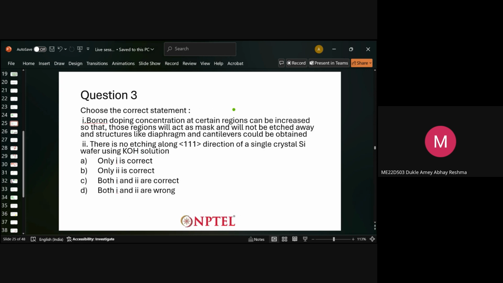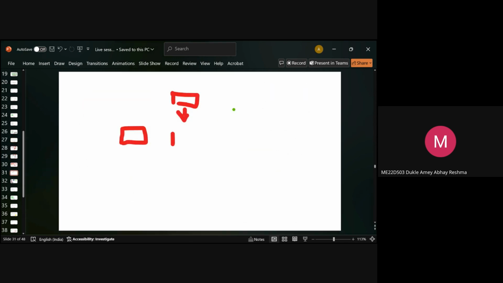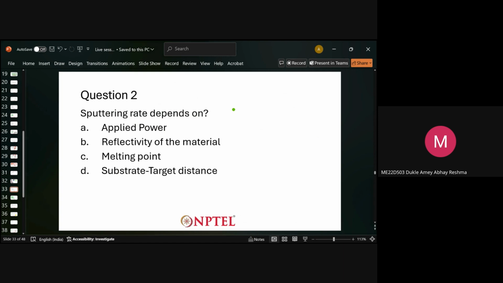So based on that, what do you think will be the major factors that the sputtering rate will depend on? Just a thing, there is no melting of the metal happening here. Applied power, sir. Yeah, so basically it will be applied power and surface target distance.